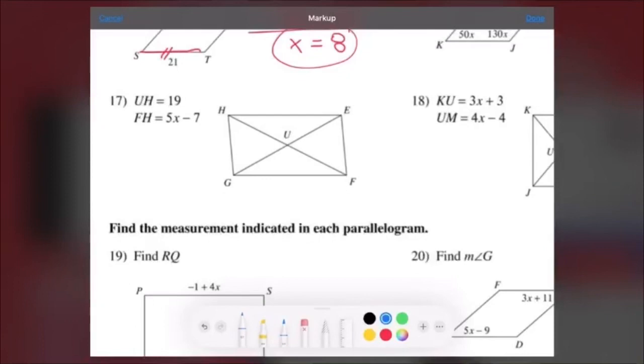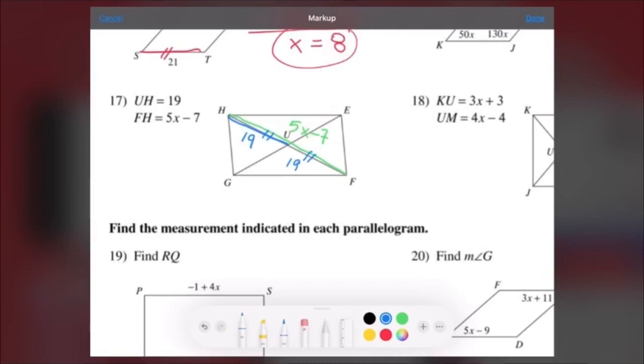Okay, so why don't we take a look at number 17. Number 17 says UH is equal to 19. And then it says FH, which is this whole diagonal, is 5x minus 7. So we know that diagonals bisect each other in a parallelogram. So if this is 19, then that means that this is also 19. UF is 19. So 19 here, 19 for UH, and 19 for UF added together give us 5x minus 7.